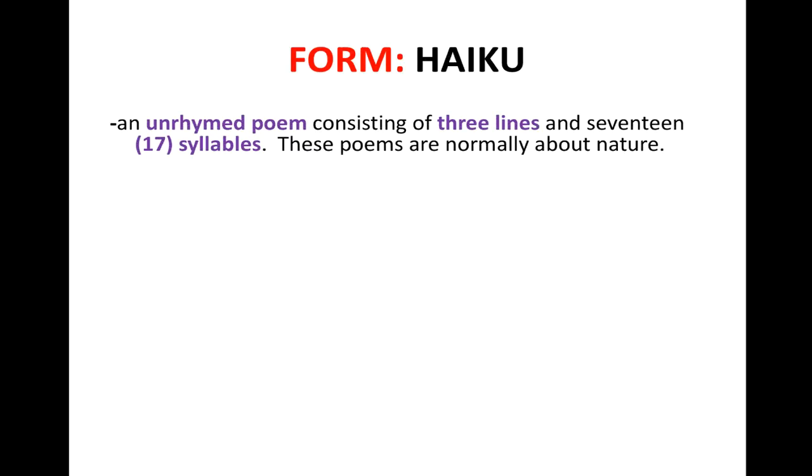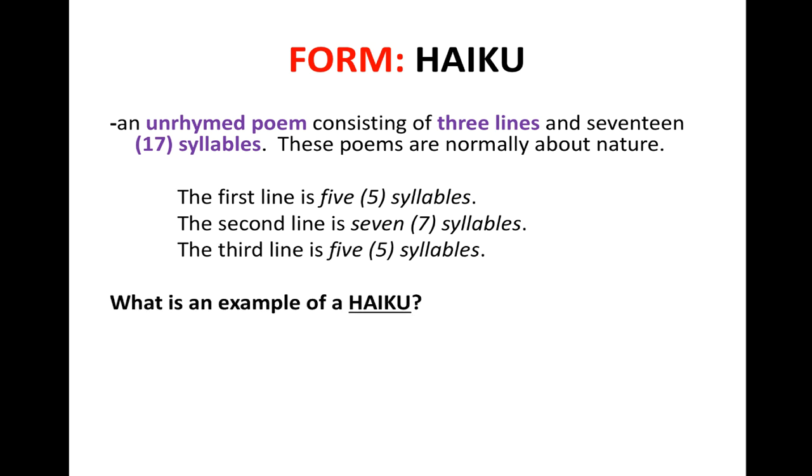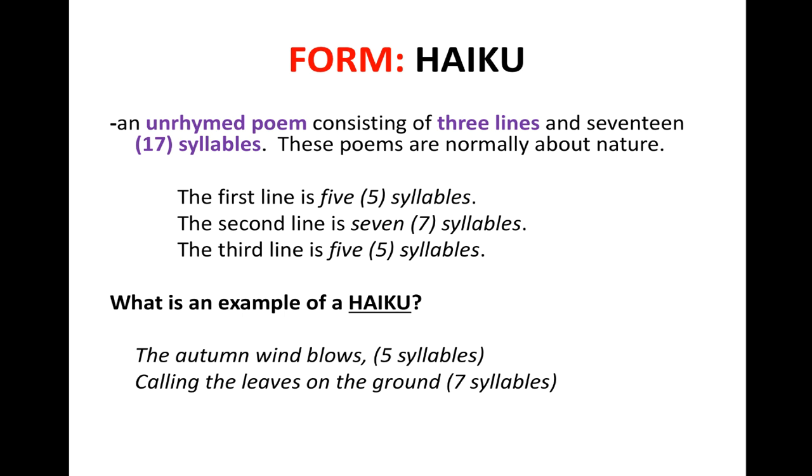Here we have another form, haiku: an unrhymed poem consisting of three lines and 17 syllables. These poems are normally about nature. The first line is 5 syllables, the second line is 7 syllables, and the third line is 5 syllables. What is an example of a haiku? The autumn wind blows, calling the leaves on the ground to join him in dance. It is called haiku.